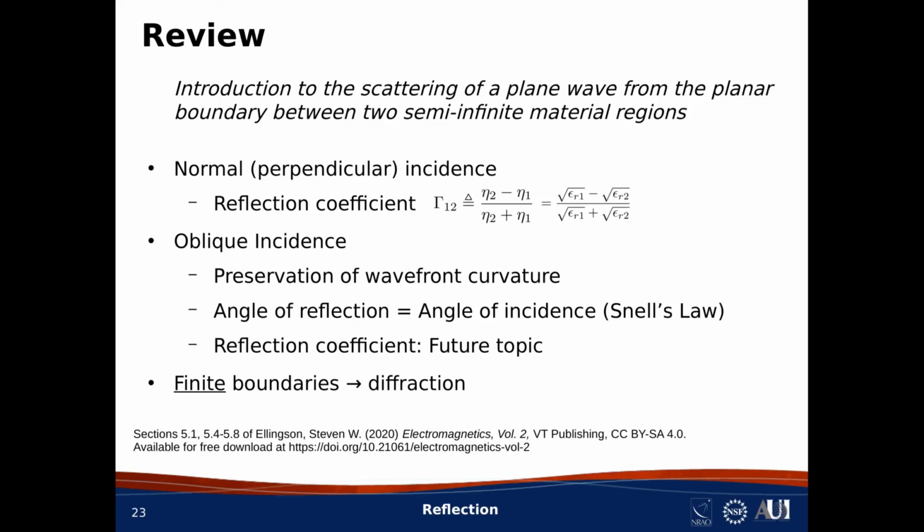For oblique incidence, we worked out that the reflected wave is also a plane wave, and that the angle of reflection is equal to the angle of incidence, Snell's law. We did not work out the reflection coefficient, because that depends on the orientation of the electric field vector relative to the boundary. So we're going to come back to that later. Finally, we noted that in practical work, where the boundaries are finite, you may need to account for diffraction. And if the surface is not large relative to a wavelength, you may not be able to model the scattering as a sum of reflection and diffraction, as we have suggested here.